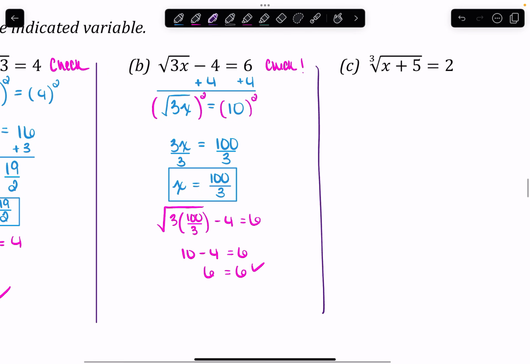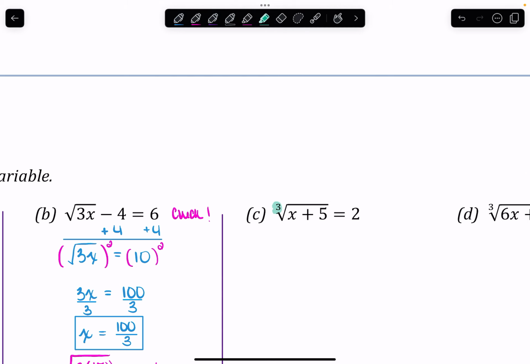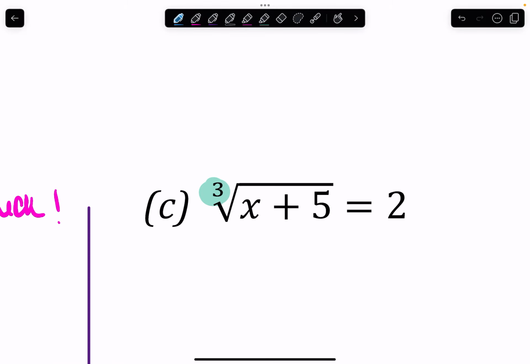All right, C. C is an odd root. It is a cube root. Cube roots have all real number solutions, so we don't need to worry about checking because that's an odd root.